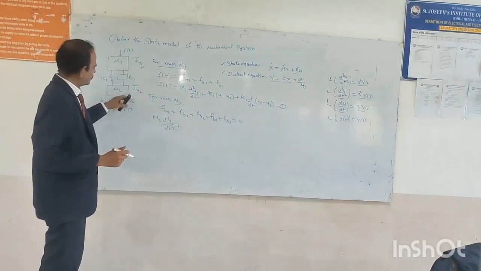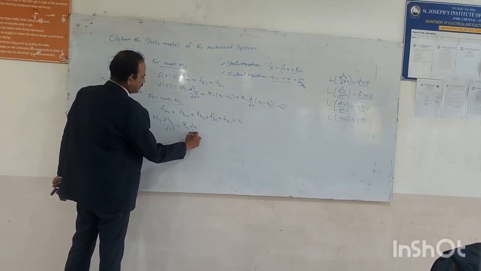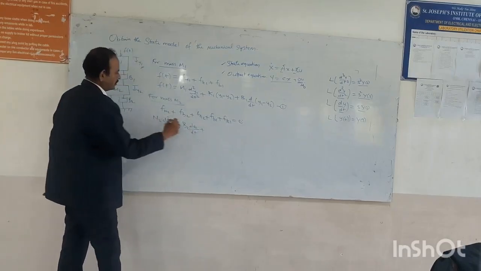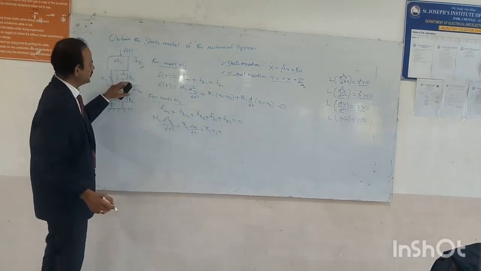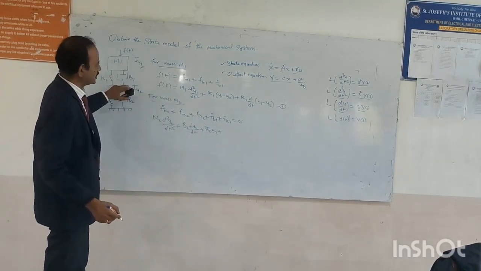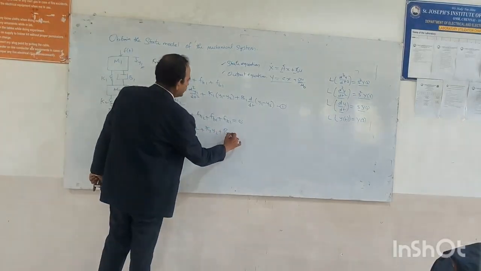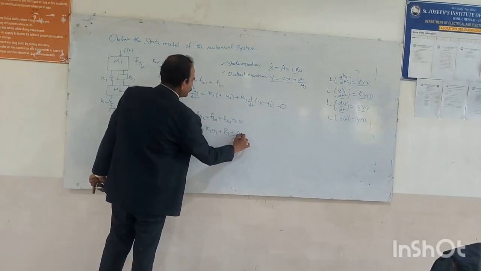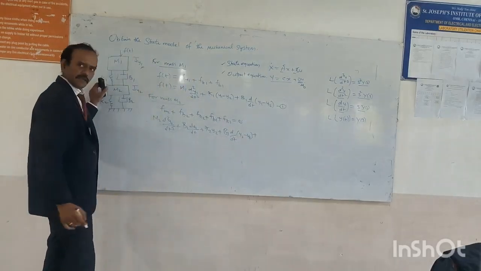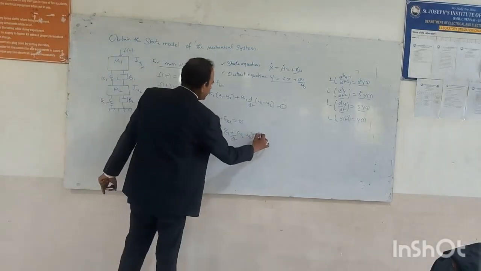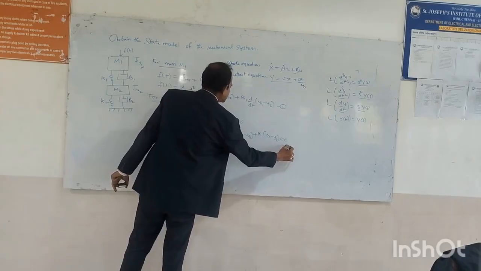So B2 is acting on the Y2 displacement, so B2 into dy2 by dt plus K2 into Y2. So here B1 is acting on both the displacements we are considering for the second mass. So B1 into d by dt of (Y2 minus Y1), plus K1 acting on both the displacements, so K1 into (Y2 minus Y1), equal to 0. So this is the second equation.